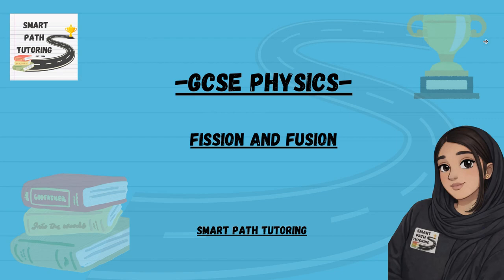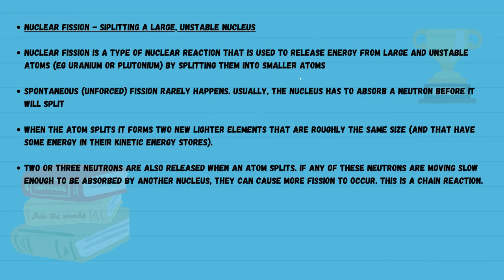This one will be about fission and fusion. Nuclear fission is a type of nuclear reaction that is used to release energy from large and unstable atoms such as uranium or plutonium by splitting them into smaller atoms. Spontaneous fission, which is unforced, rarely happens. Usually, the nucleus has to absorb a neutron before it will split.